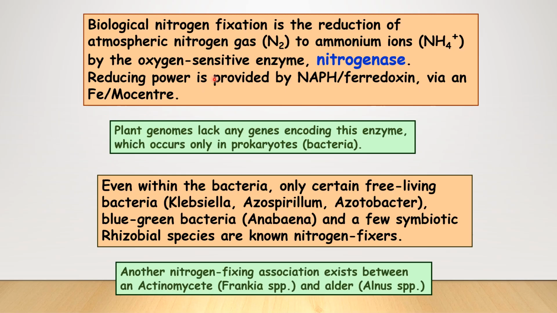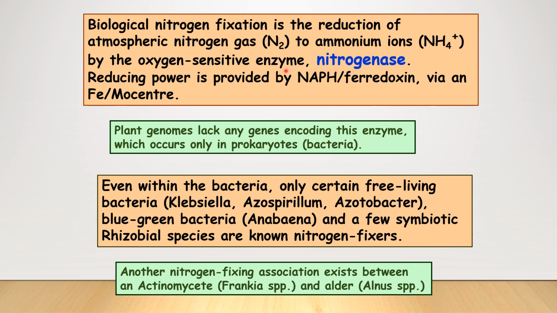So what exactly is biological nitrogen fixation? It's nothing but the reduction of atmospheric nitrogen to ammonia. And this is done by our oxygen sensitive enzyme nitrogenase. And we are talking about the reducing power which is required, that is NADPH or ferredoxin via the iron molybdenum center. And here one more point is the plant genomes don't have any genes that code for this nitrogenase. Only prokaryotes have it.